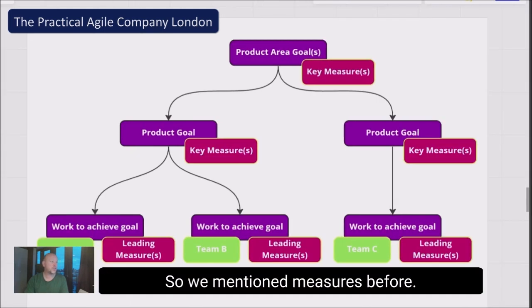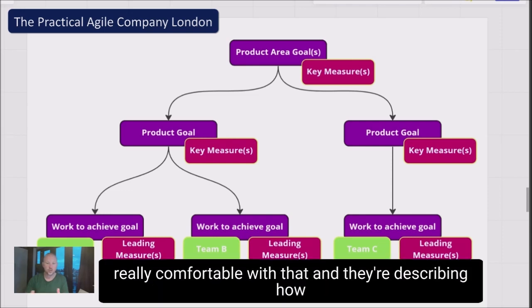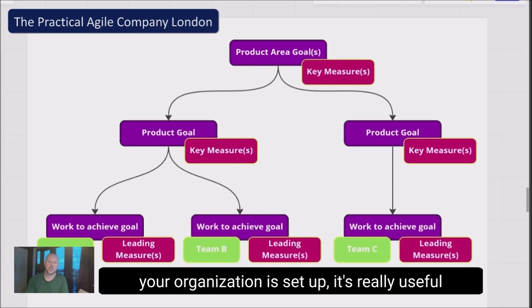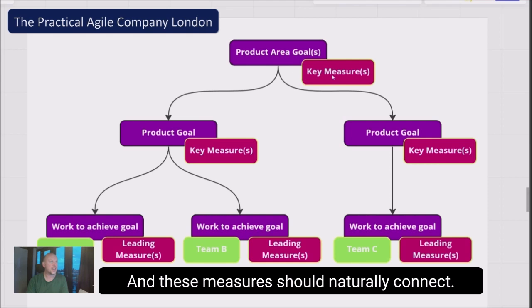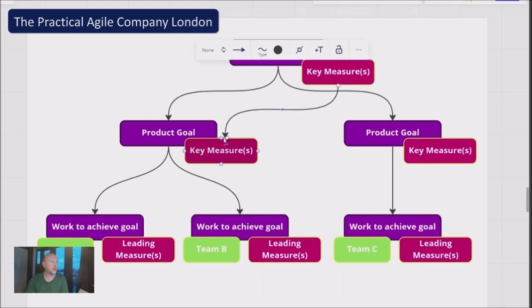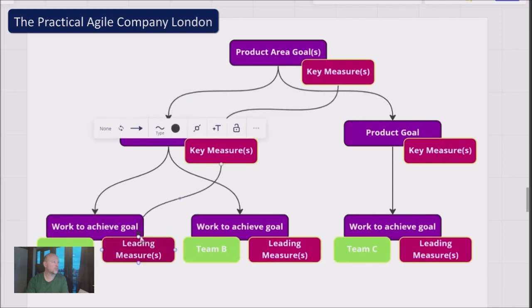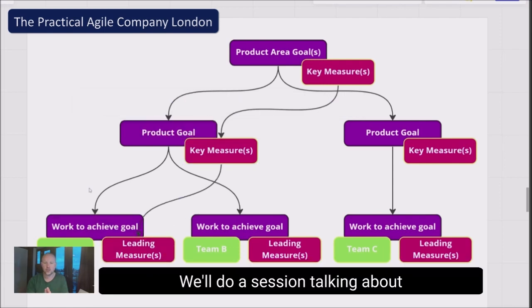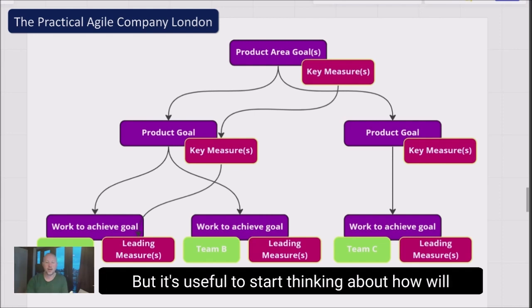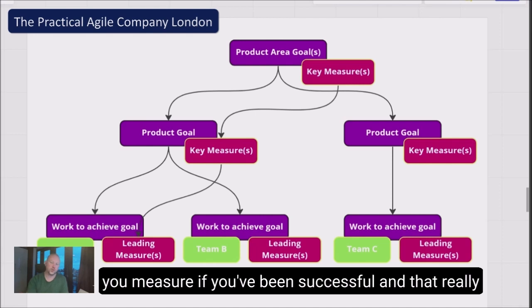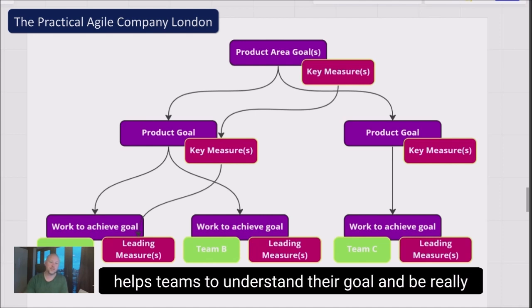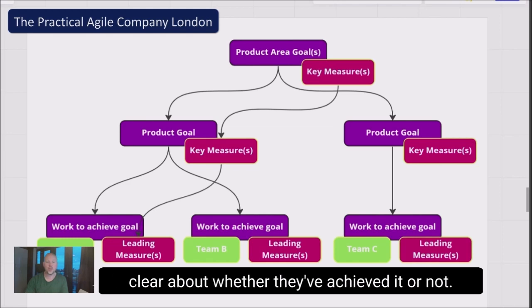So we mentioned measures before. Once you've got goals in place and you're really comfortable with that and they're describing how your organization is set up, it's really useful to layer some measures onto those. And these measures should naturally connect. So you should be able to see that this measure will directly impact this, and this will directly impact this. We'll do a session talking about leading and lagging measures and how these fit together to give a bit more detail. But it's useful to start thinking about how you will measure if you've been successful, and that really helps teams to understand their goal and be really clear about whether they've achieved it or not.